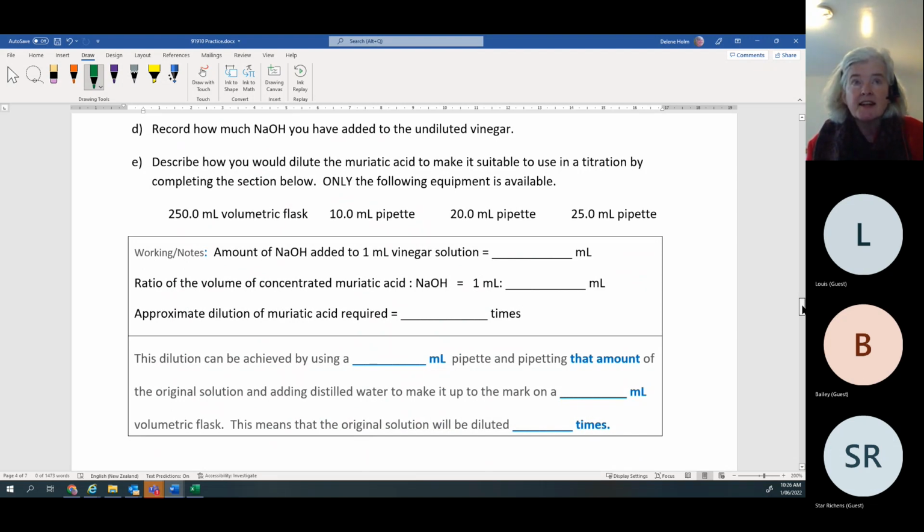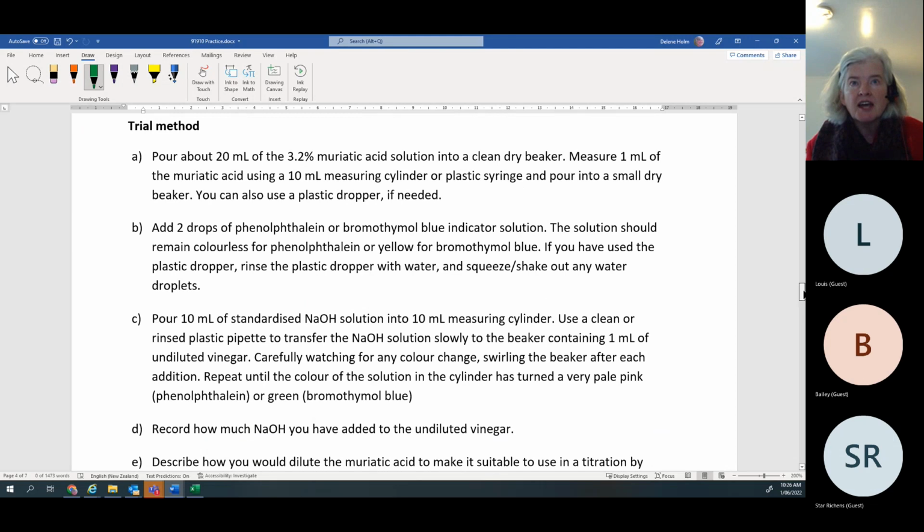So what happens in the lab now, you're going to actually do this. So you're going to pour a bit of the undiluted acid into a beaker, and then you're going to measure out 1 milliliter of that, and pour it into a small beaker. You're going to rinse it out to make sure you get all the acid out of the measuring cylinder.